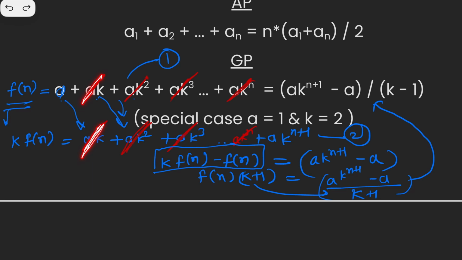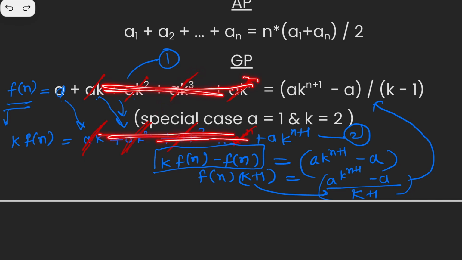So this ak will cancel out this ak. This ak square will cancel out this ak square. This ak to the power 3 will cancel out this ak to the power 3. Similarly, everything will be cancelled. You will have a remaining and you will have a into k to the power n plus 1 remaining.